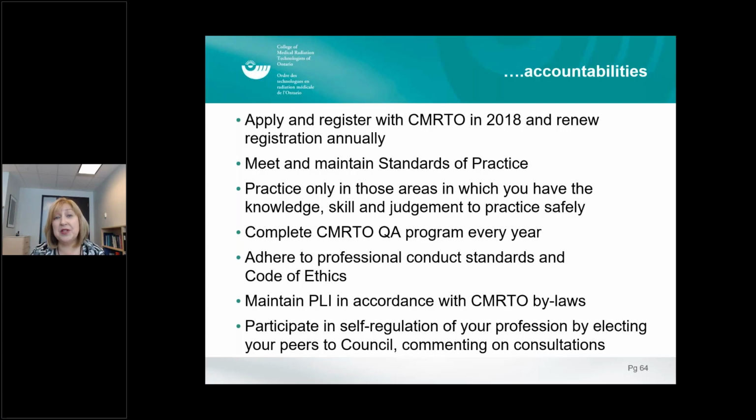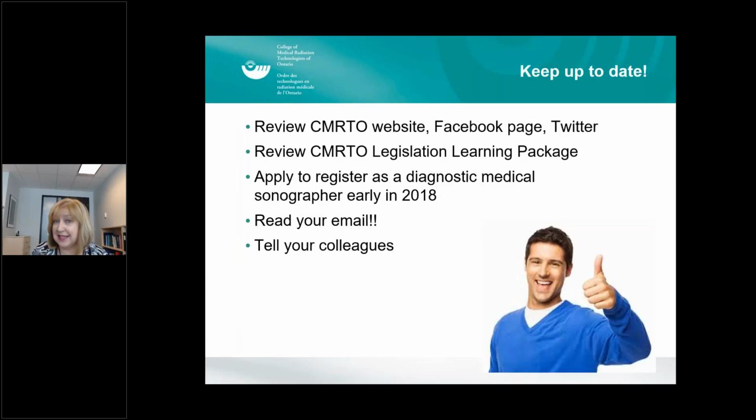You have to adhere to the professional conduct standards and the code of ethics, maintain PLI, and then you're also able to participate in the self-regulation of your profession by electing your peers to council or even running for council yourselves and commenting on consultations. So it's easy to keep up to date. Review our website, Facebook page, Twitter, our legislation learning package. Easiest way is to read your email. We only send you stuff that you need to know about. Once you become an applicant, we have your email address, so we will communicate with you that way. And tell your colleagues.